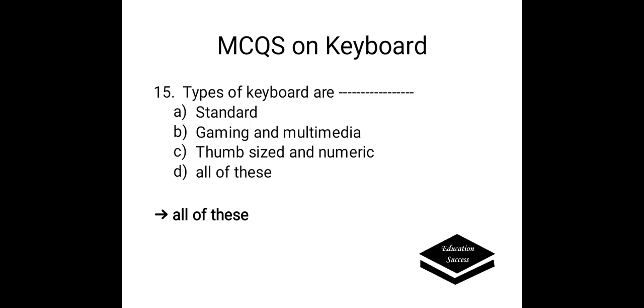Types of keyboard are, options are A standard, B gaming and multimedia, C thumb size and numeric, D all of these. Correct answer is all of these. Types of keyboards are standard keyboard, gaming and multimedia keyboard, thumb size and numeric keyboard.